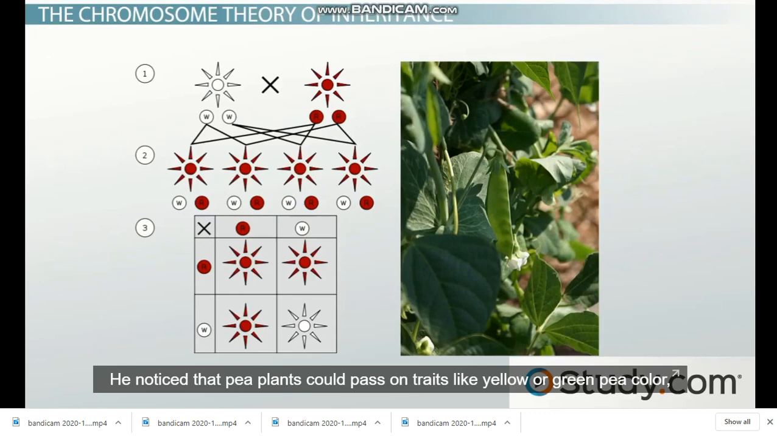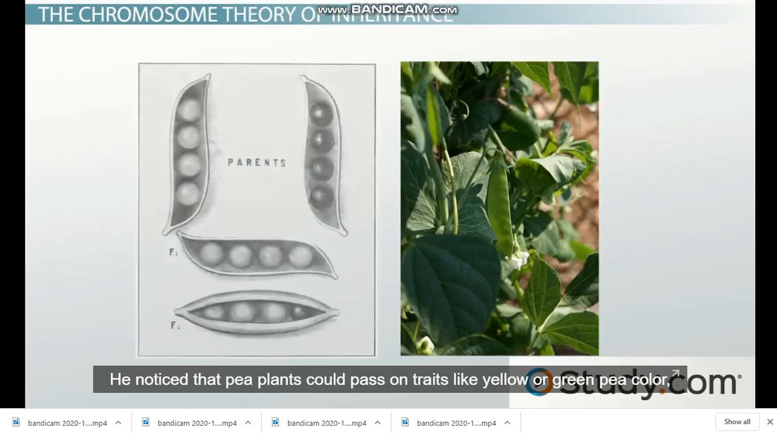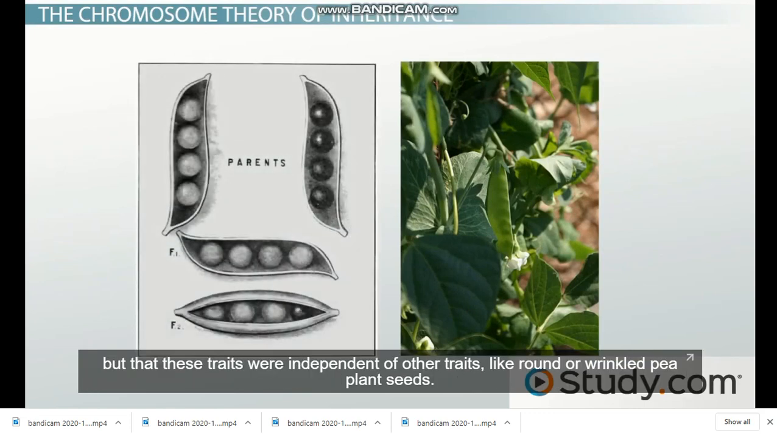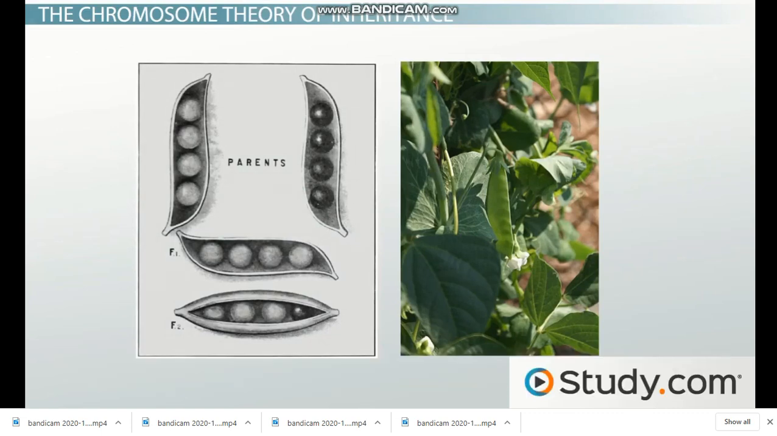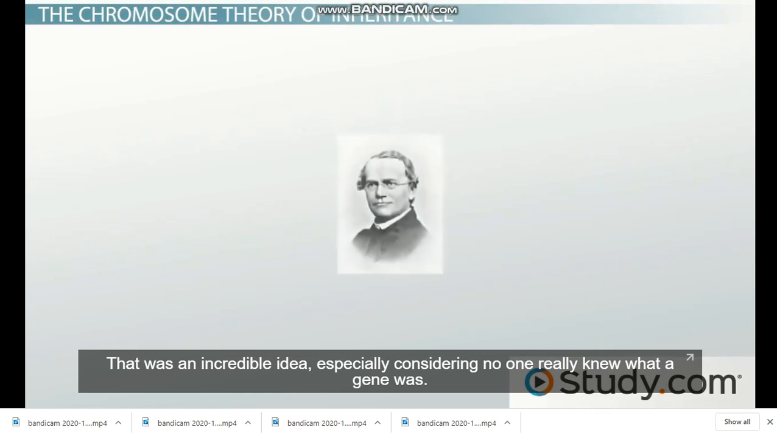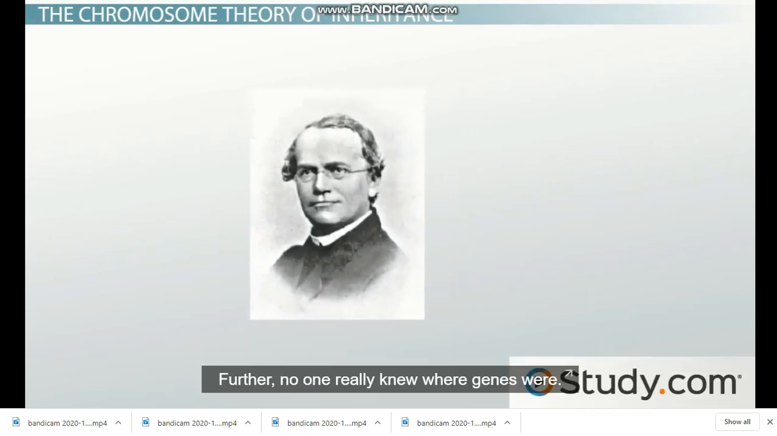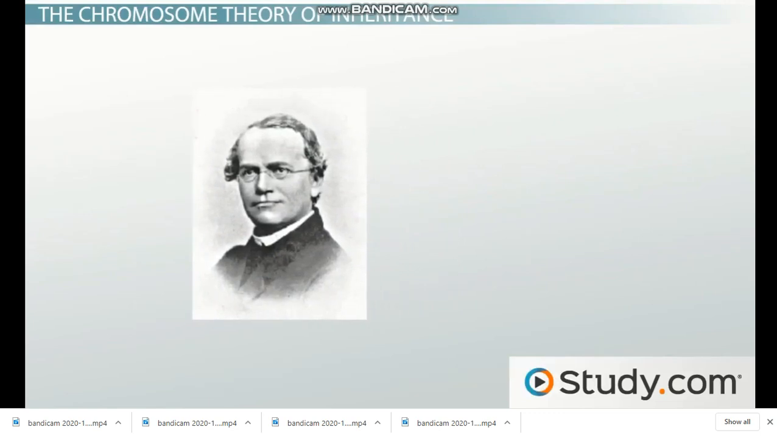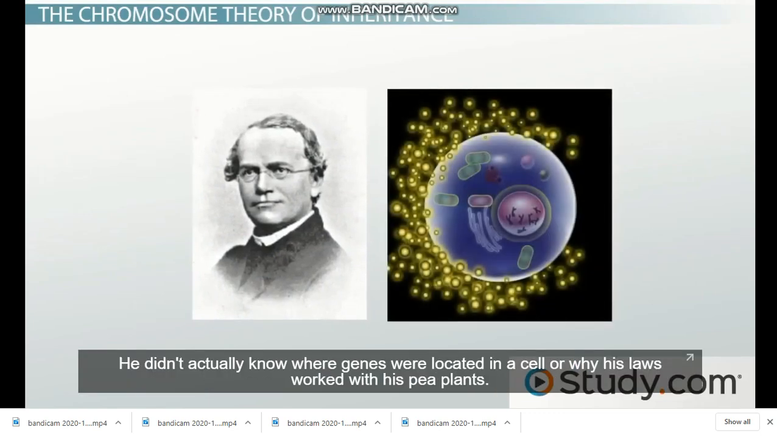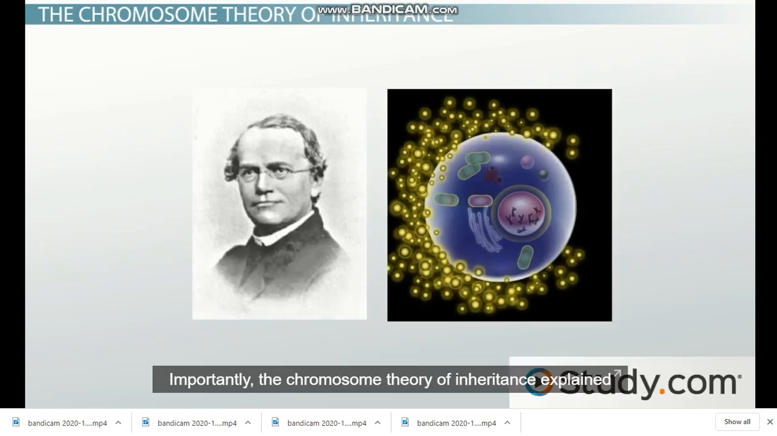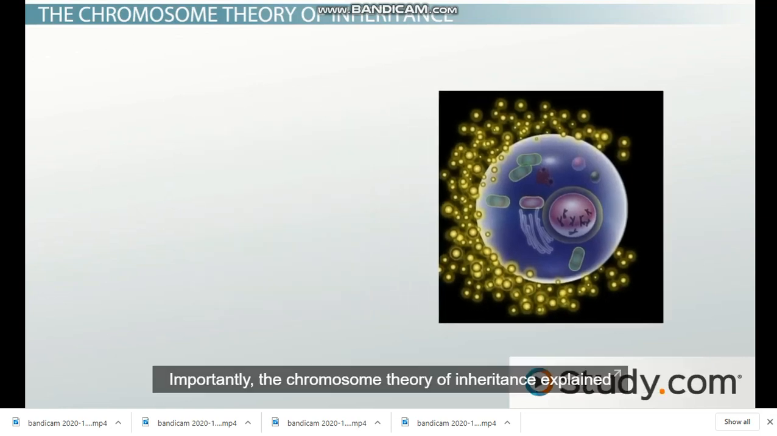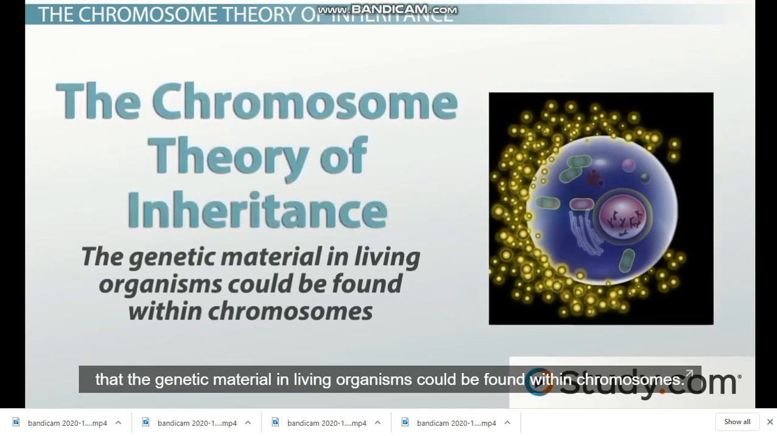He noticed that pea plants could pass on traits like yellow or green pea color, but that these traits were independent of other traits like round or wrinkled pea plant seeds. That was an incredible idea, especially considering no one really knew what a gene was. Further, no one really knew where the genes were. He didn't actually know where genes were located in a cell or why his laws worked with his pea plants. Importantly, the chromosome theory of inheritance explained that the genetic material in living organisms could be found within chromosomes.